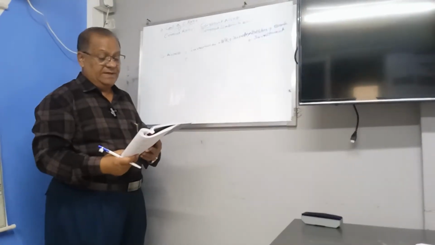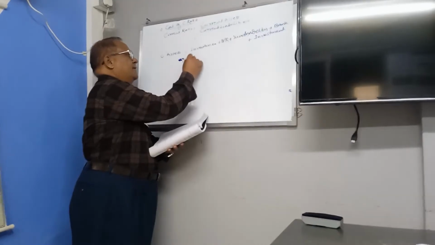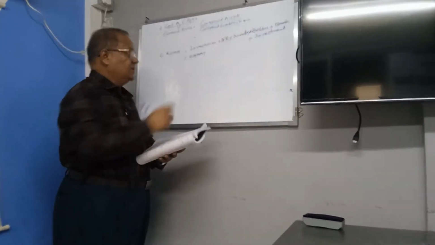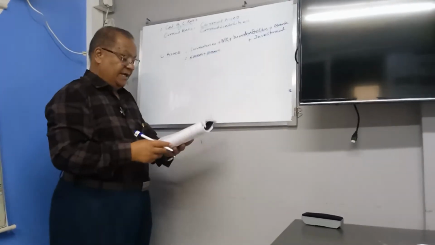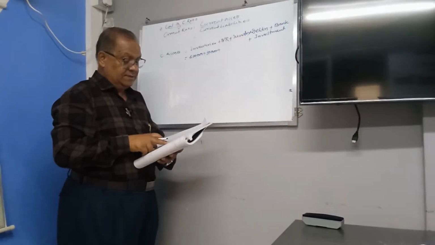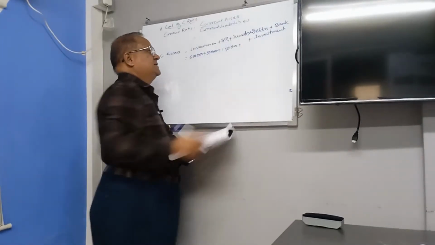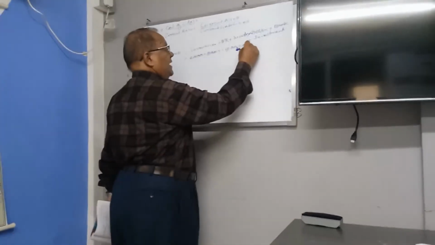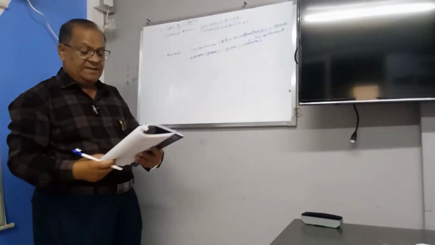Inventory given in this problem is 6 lakh, plus bills receivable is 30,000. Then sundry debtors is given to us as 1,50,000, plus bank balance is given to you as 2 lakh. Then after that, short term investment is 20,000.